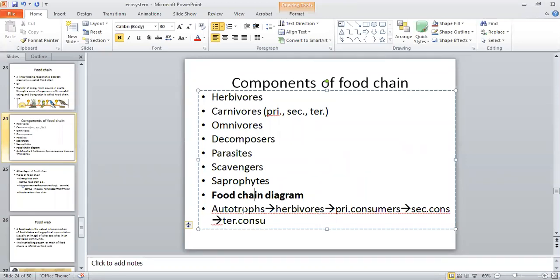This organism is serving as a source of food for this one, next one, herbivores. Herbivores are serving as a source of food for primary carnivores, and so on. So the traditional food chains, when they are drawn, have a producer at the bottom. Producer is an autotroph, it will be at the bottom. And the successive organisms will be herbivores, primary consumers, secondary consumers, and tertiary consumers, and so on.